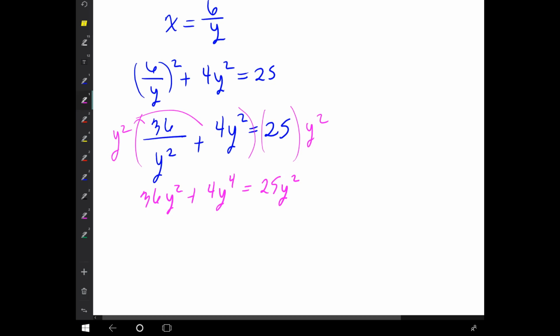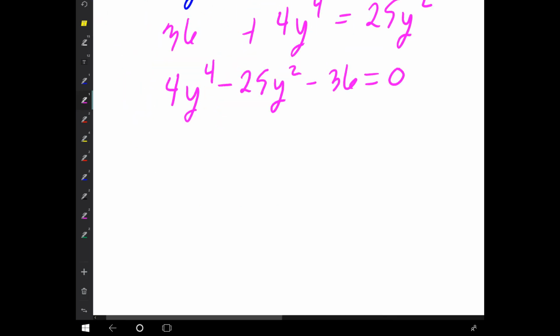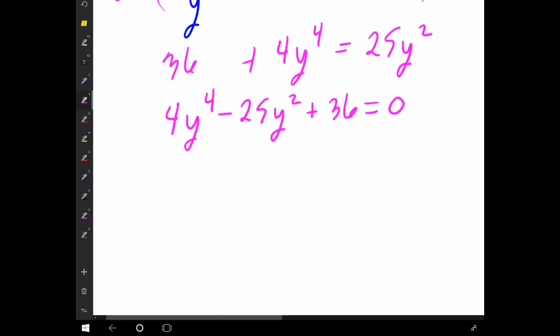And then those of you who got here, what did you do next? Oh, sorry. Thank you. 36. Yep, we subtract, set it equal to 0. So we would have 4y to the fourth minus 25y squared plus 36 is equal to 0. What would we do from this point? Ah, sorry guys, I'm making mistakes all over. Thank you for catching that. What would we do from that point then?